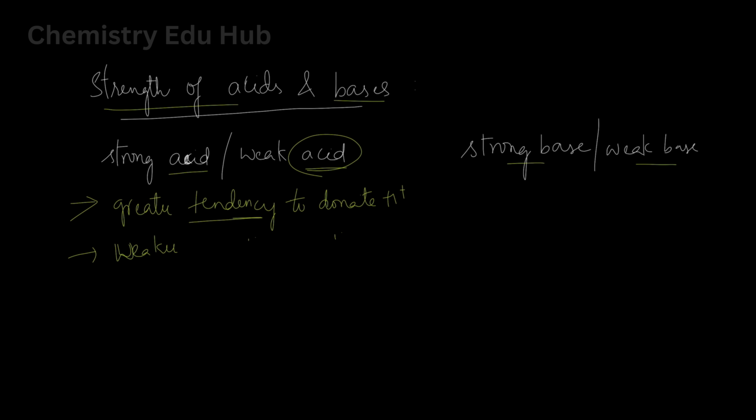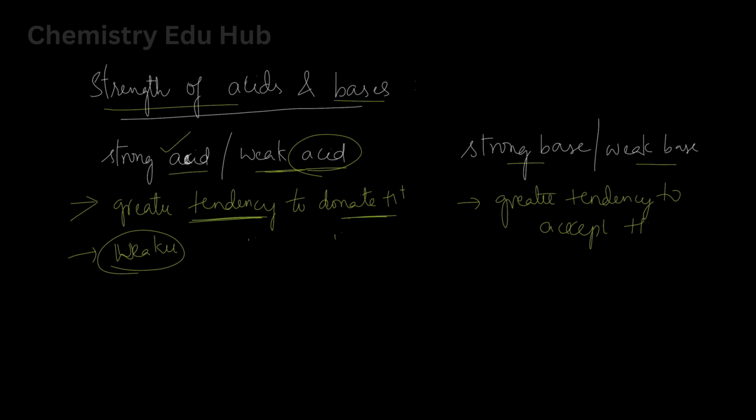So what do you mean by tendency? It is the willingness to give. An acid which readily gives a proton is a strong acid. Which will not give a proton easily is called a weak acid. Similarly, if it has a greater tendency to accept a proton, then it is called a strong base, and if it has a weaker tendency, then it is called a weak base.